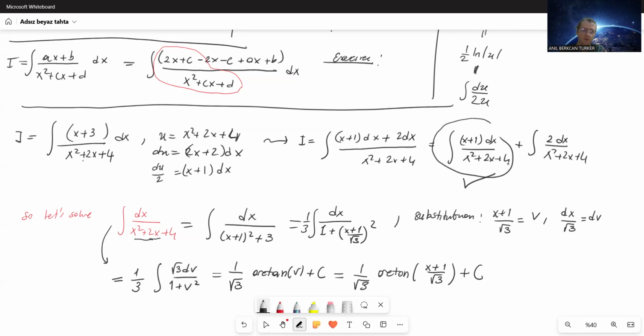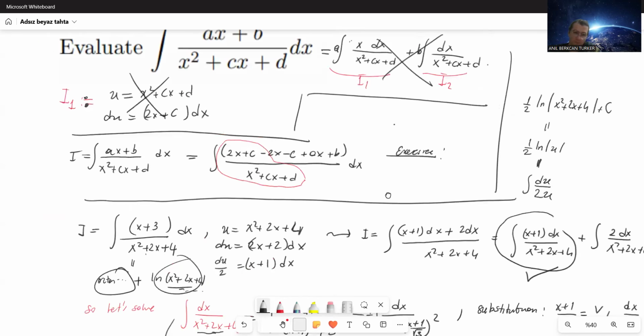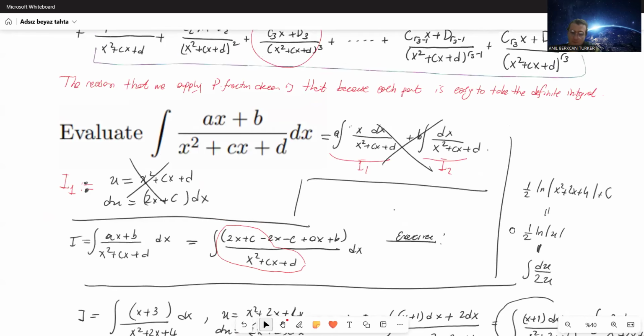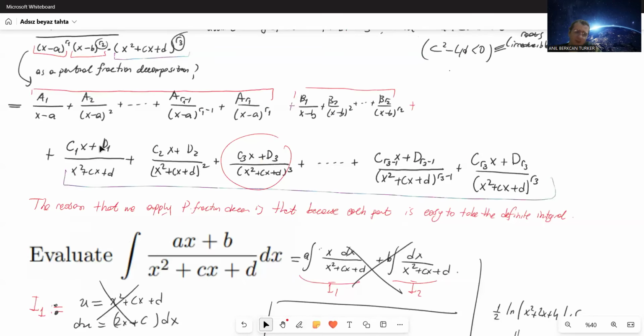As you can see, this kind of integral is like some part of arctangent plus some ln part. Something like that, some arctangent part and ln part, okay? So you can always do this. And if the degree of the denominator is, okay, look at the partial fraction decomposition. These things are very easy, right? I'm not even talking about this.